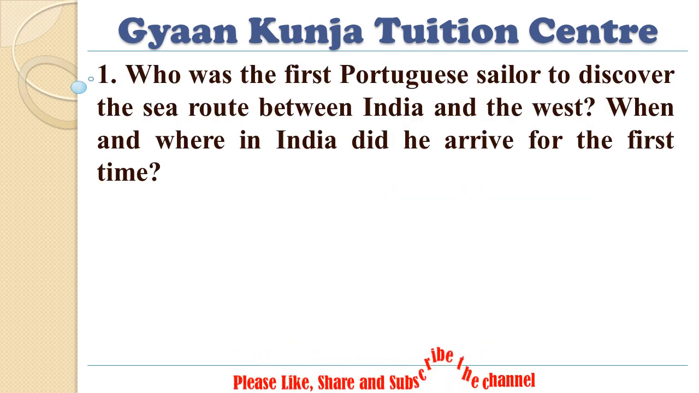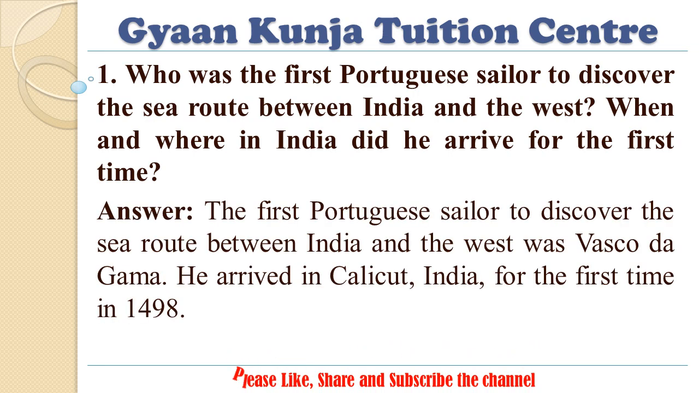1. Who was the first Portuguese sailor to discover the sea route between India and the West? When and where in India did he arrive for the first time? Answer. The first Portuguese sailor to discover the sea route between India and the West was Vasco da Gama. He arrived in Calicut, India for the first time in 1498.